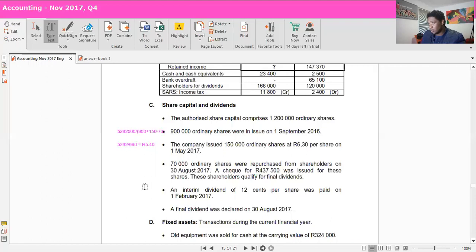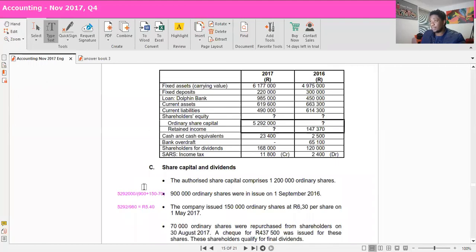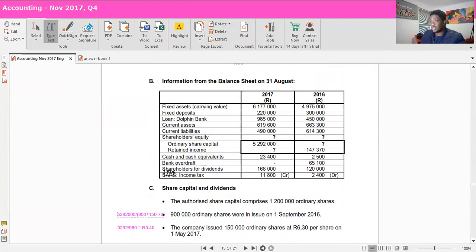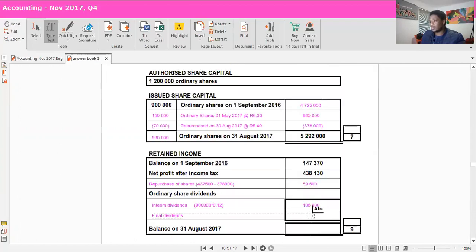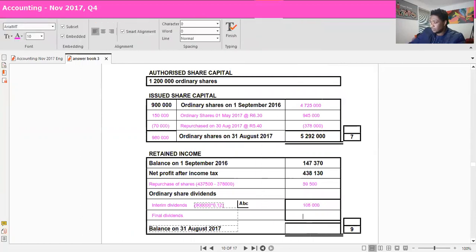And then the final dividend, so they say final dividend was declared on the 30th of August 2017. They did not tell us what the final dividend is on one share, but one thing they did give us is an extract of a balance sheet, and they gave us shareholders for dividends 168,000, and we know that the one that is at the end of the year is the final one. So 168,000 would then be the final dividend.